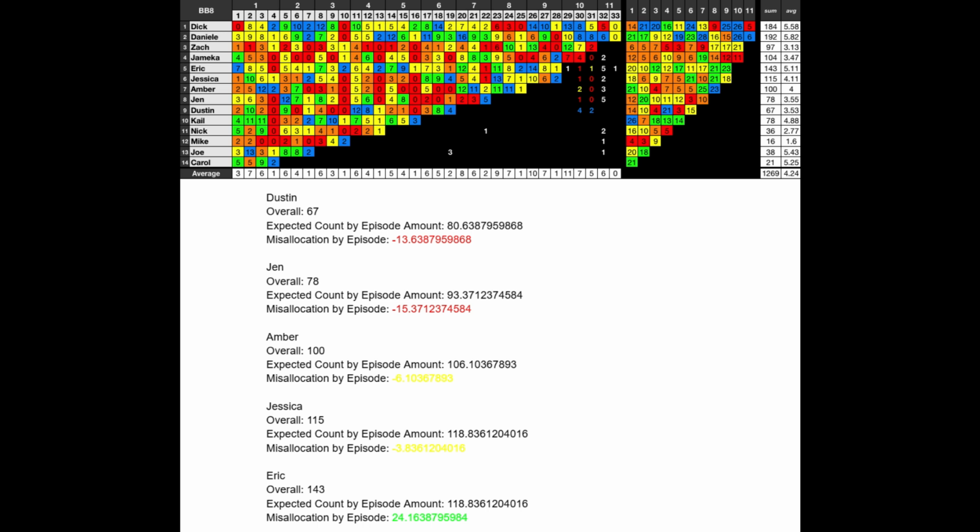Amber got 100 confessionals on the season, and the expected count by episode amount for her is 106, meaning that she's missing 6 confessionals, but she's still in that perfectly distributed median.